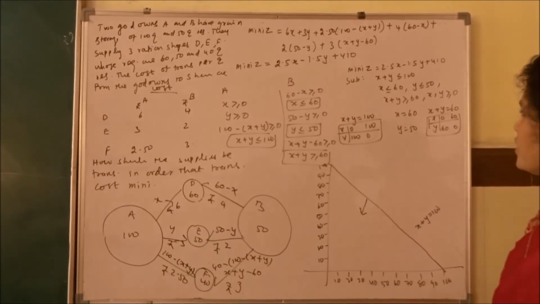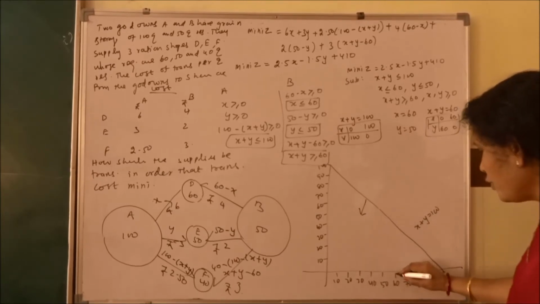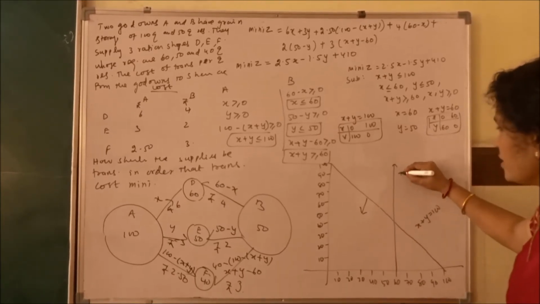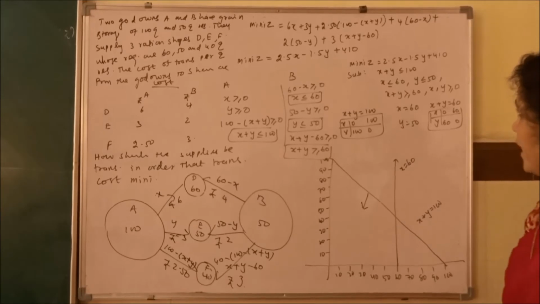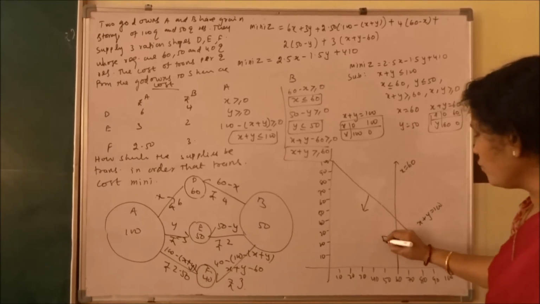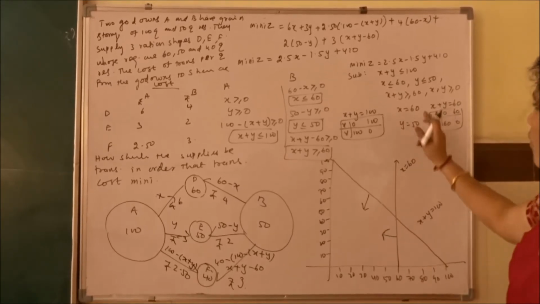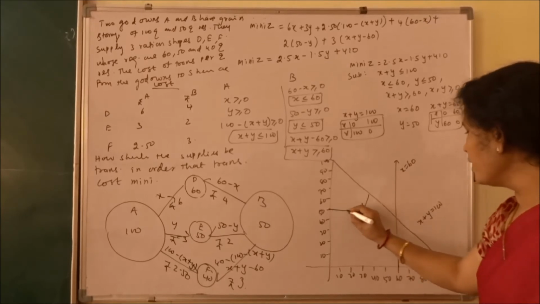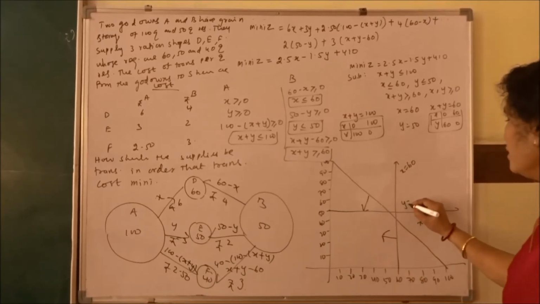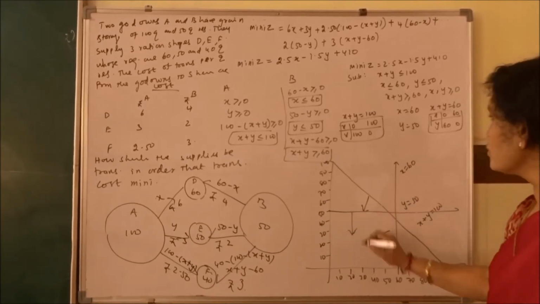Clear? Now next, x equal to 60. You have to draw one line, that is x equal to 60. So that is x less than or equal to 60, of course, towards origin. Now y equal to 50. I am drawing another line, y equal to 50. So that is again towards origin.